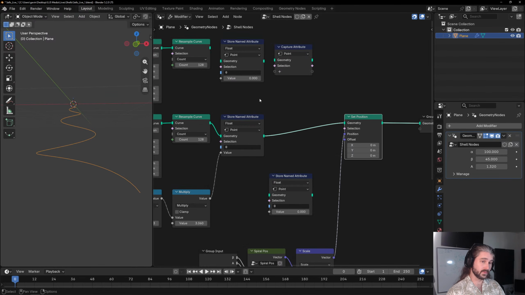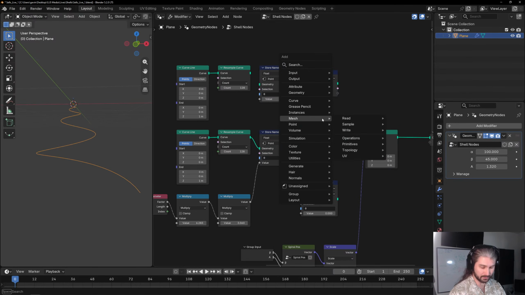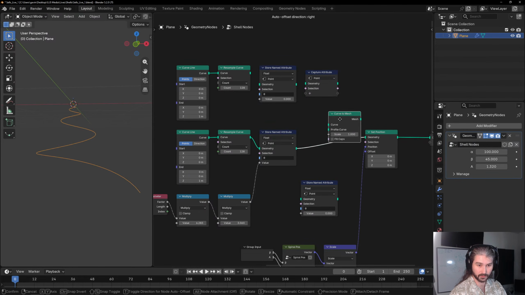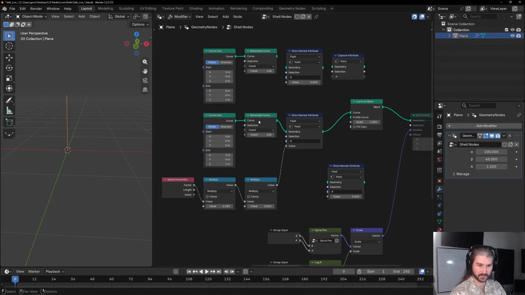Now, we need to convert these two lines into a mesh. So we're going to use the curve to mesh node before the set position node. In fact, let's turn off the set position node so that we can all see what's happening here. So this curve is going to be the curve, and then the other one is going to be the profile curve. Plug this in. And so it disappears, right? That's because these two lines are the same.